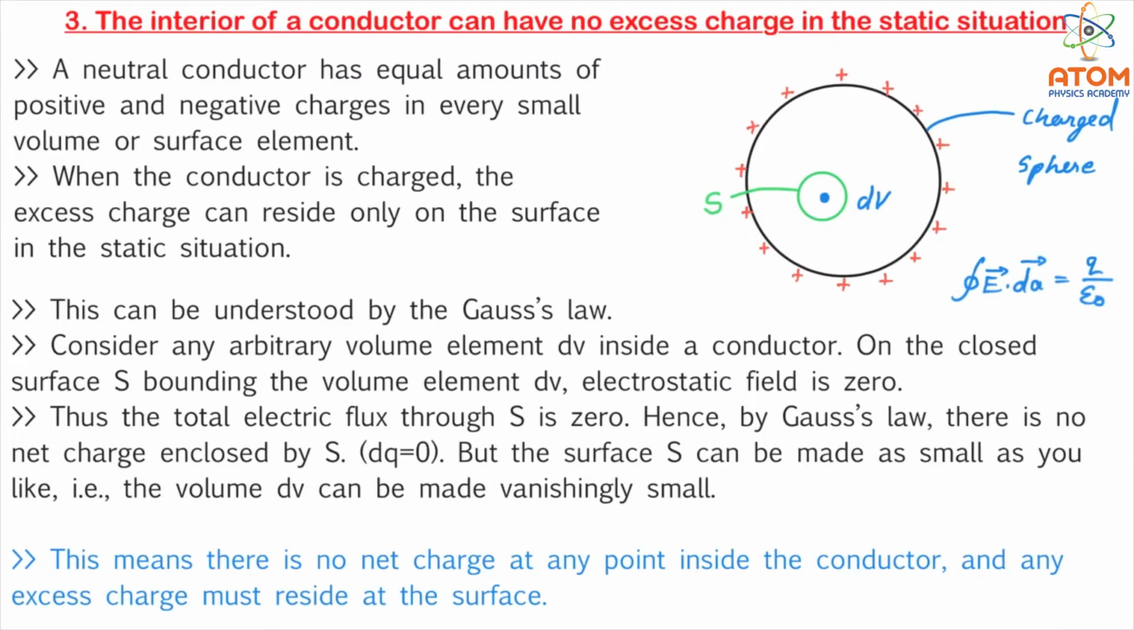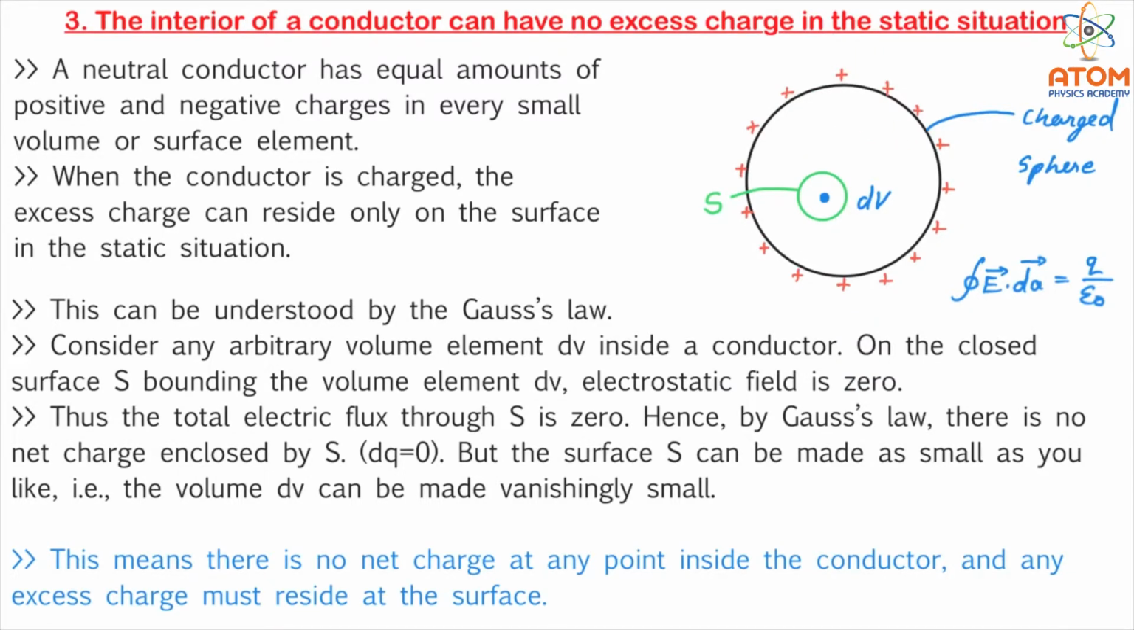Now we can choose this Gaussian surface of very tiny size. Then also the charge will be 0. And we can choose this Gaussian surface at any other point also. Inside this sphere, I can choose a Gaussian surface at any point. At every point, electric field is 0, so charge will be 0. So this concludes that at any point inside this conducting sphere, charge is not there.